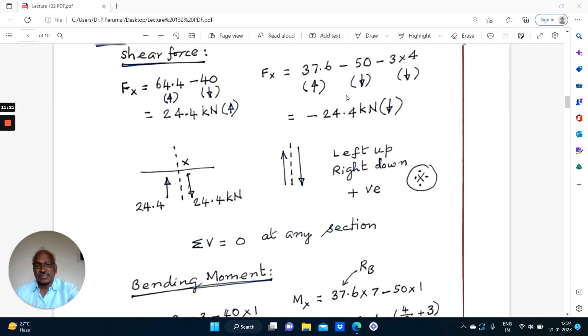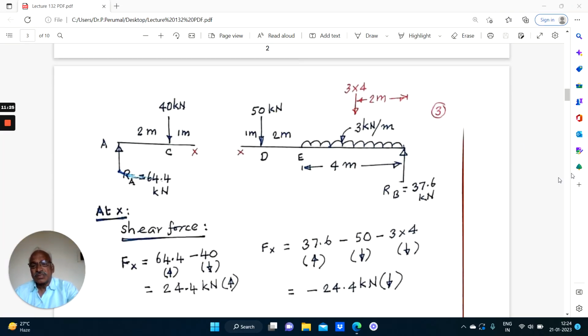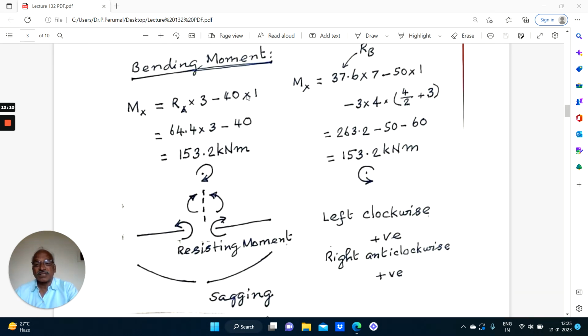Right. Now coming to bending moment, same section X. RA into 3 meters. For the section X, it is 3 meters, because we know moment equal to force into the perpendicular distance. You have another force, algebraic sum of the moments, right? RA into 3 meters minus 40 into 1 meter is the bending moment. Because we are finding out the bending moment at the section X, you have to refer all distances to the point X. RA into 3 minus 40 into 1 is the bending moment at the section. This value equal to 153.2 kilonewton meter.